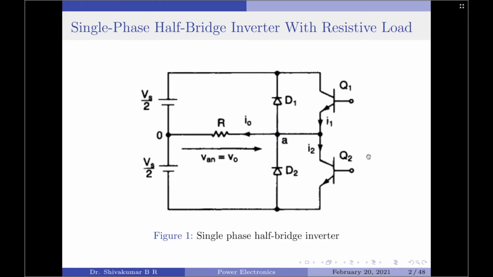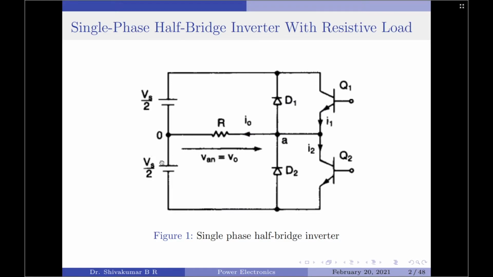On the other hand, if transistor Q2 only is turned on for the next T0 by 2 time duration, the load is connected to the bottom source and the load voltage is equal to minus Vs by 2. How is it so? Because now the right side edge of the load is connected to the negative terminal of the bottom supply and the left side is connected to the positive terminal of the bottom supply. By convention, this is exactly opposite to what the connection of the load with respect to the supply was when transistor Q1 was on. Therefore, we say the output voltage when transistor Q2 is turned on is equal to minus Vs by 2.